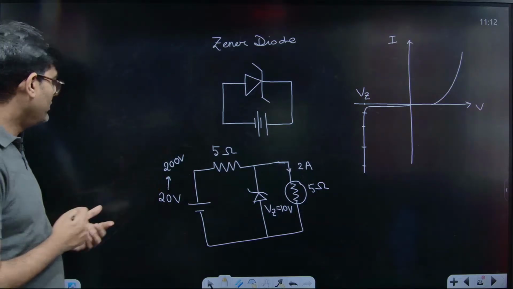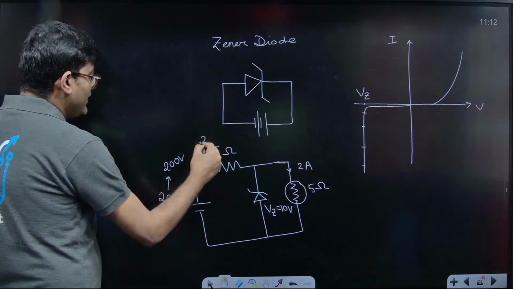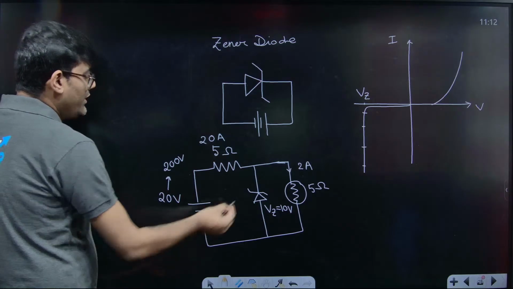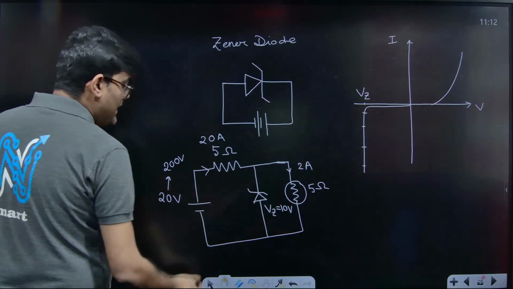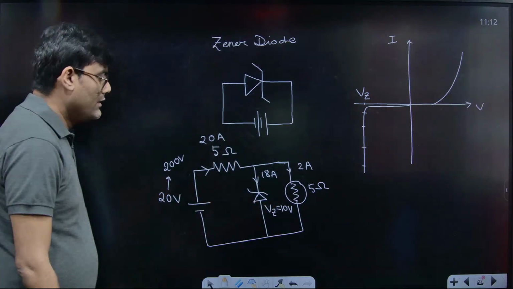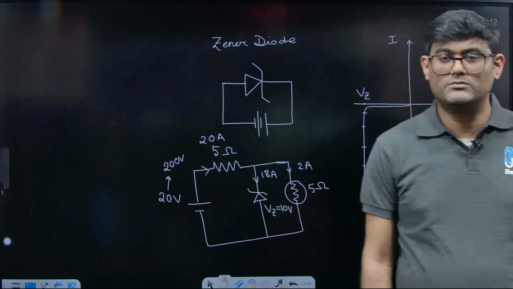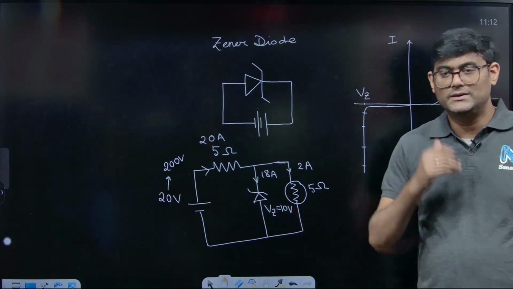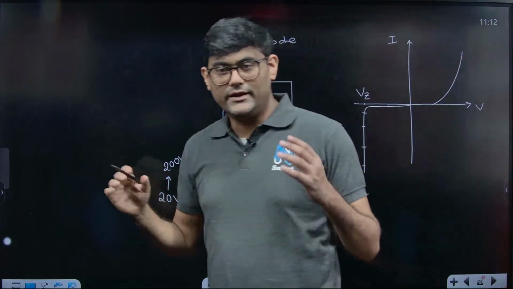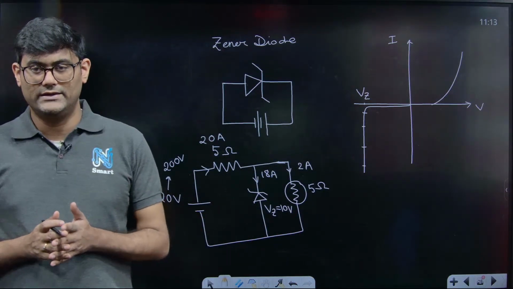Then what about this high current? You can see that in this circuit, if the current is 20 ampere now, then out of this, 2 ampere current is flowing through this electrical appliance, and the rest 18 ampere current will be carried by this Zener diode. So that is the beauty of Zener diode. It always carries some extra current through it so that the electrical appliance that is connected parallel to the Zener diode always maintains a constant potential difference, right?